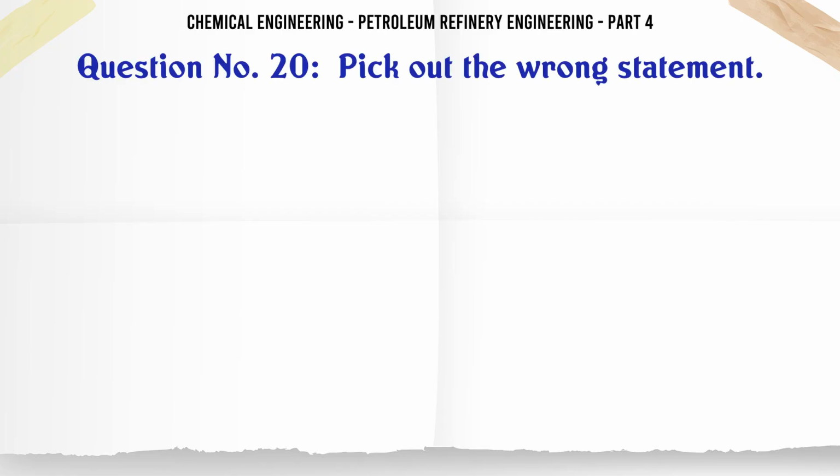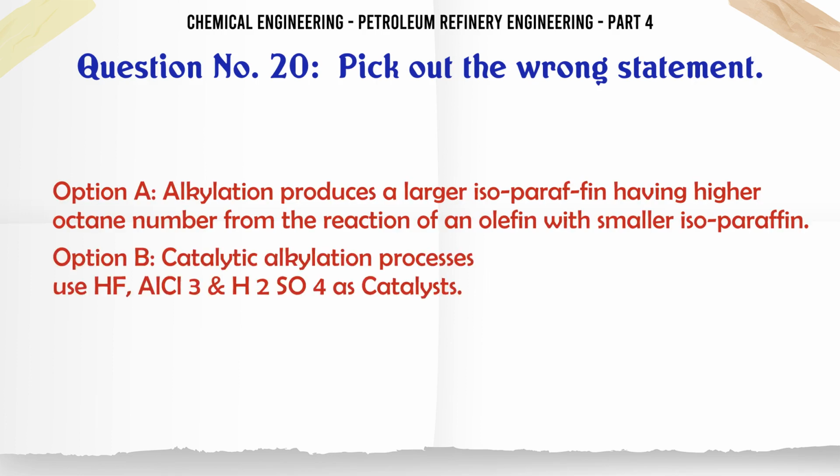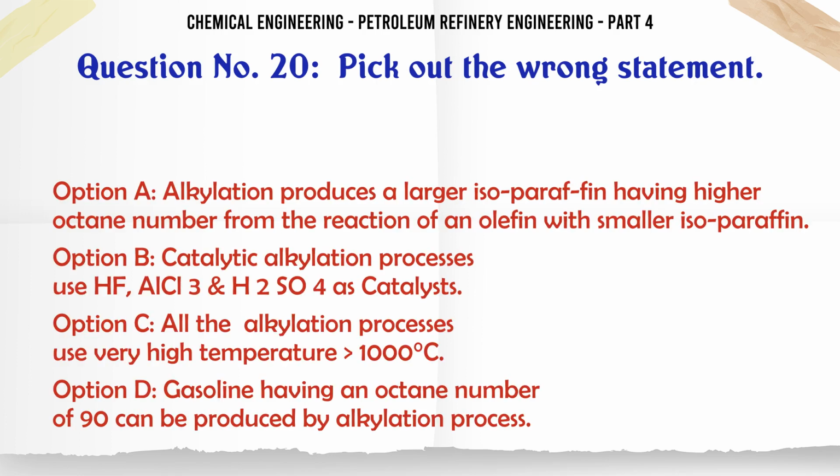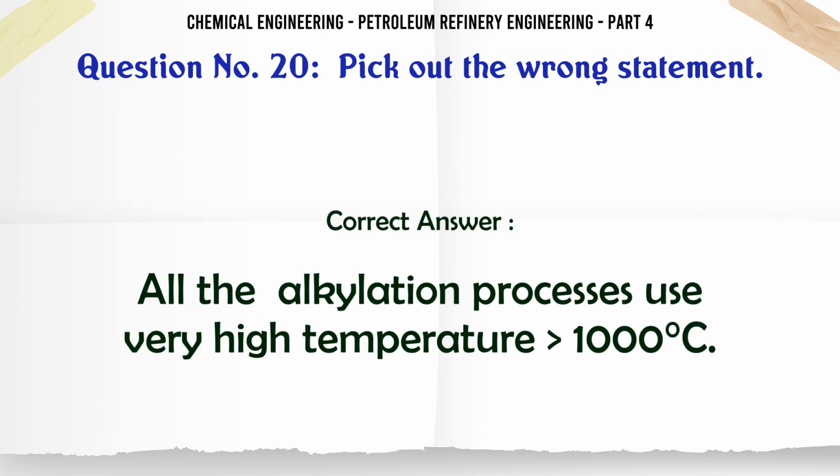Pick out the wrong statement. A. Alkylation produces a larger isoparaffin having higher octane number from the reaction of an olefin with smaller isoparaffin. B. Catalytic alkylation processes use HF, AlCl3, H2SO4 as catalysts. C. All the alkylation processes use very high temperature, 1000 C. D. Gasoline having an octane number of 90 can be produced by alkylation process. The correct answer is C, all the alkylation processes use very high temperature, 1000 C.